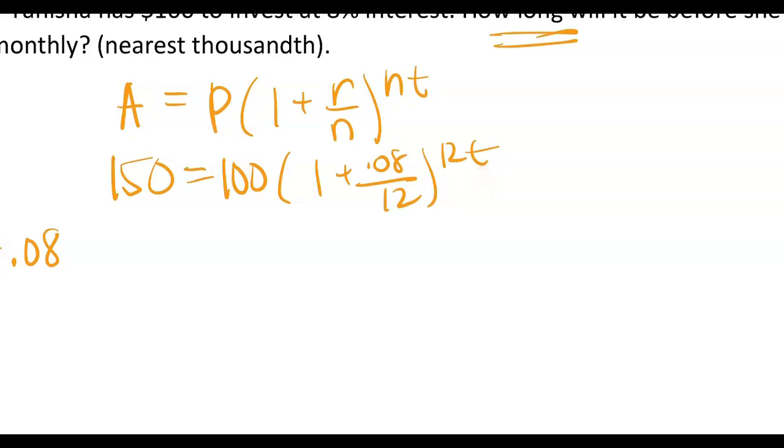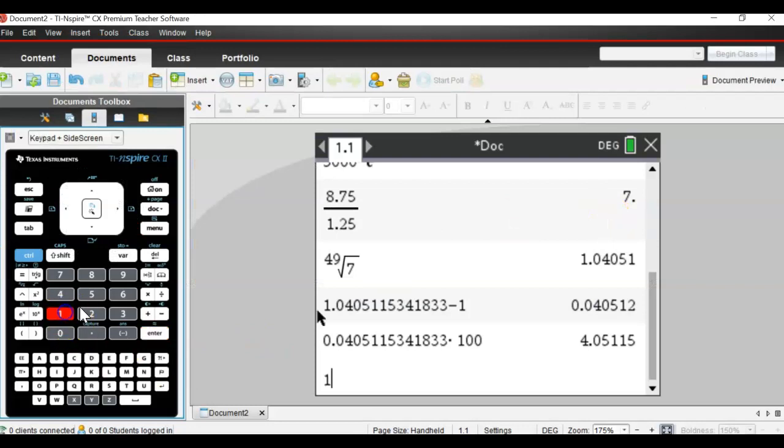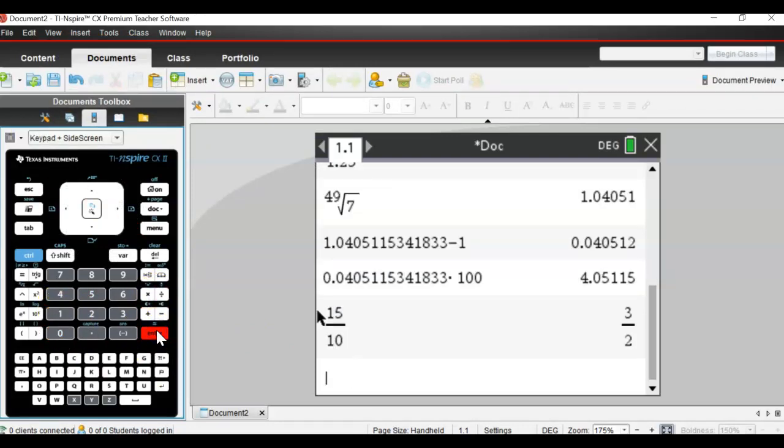Keep in mind, this is just a big exponential function. This is your base, this is your exponent. In order to get everything away from this exponential function, I'm going to have to get rid of this 100 first. So I'm going to divide this side by 100 and this side by 100. Those can cancel. 150 divided by 100, that can reduce. Let me use my calculator. 15 divided by 10 is going to give me 3 over 2.